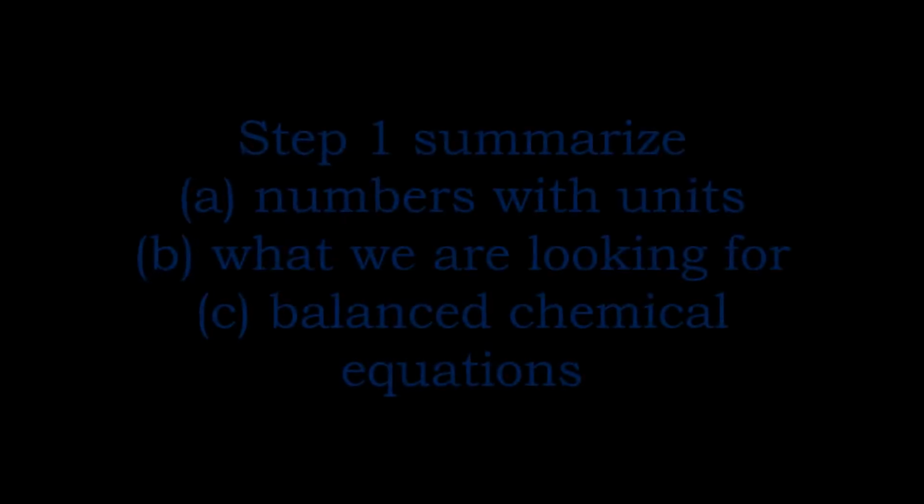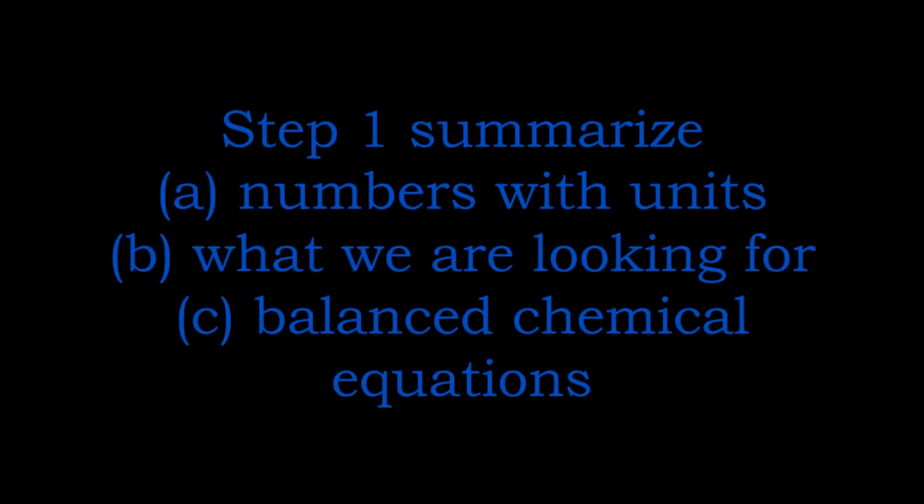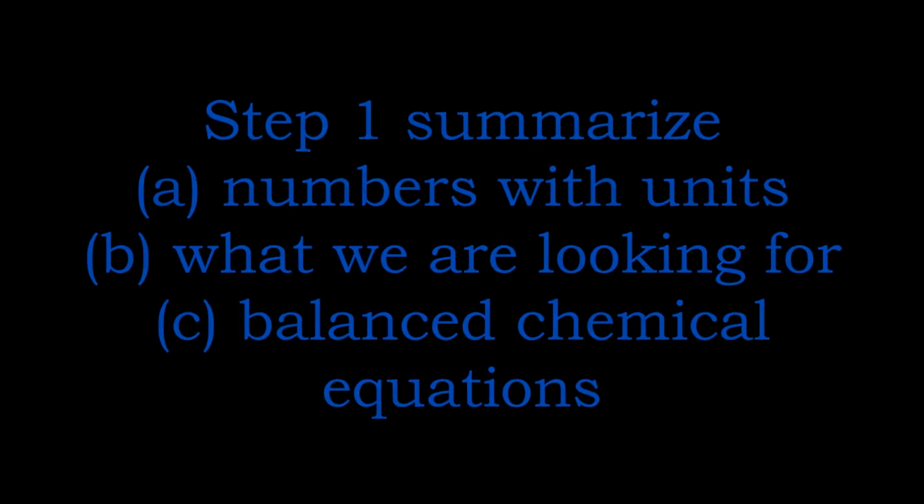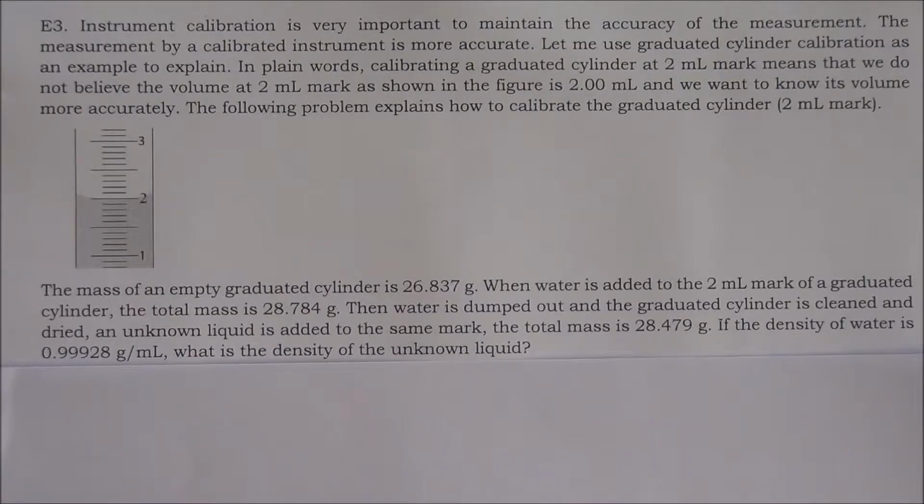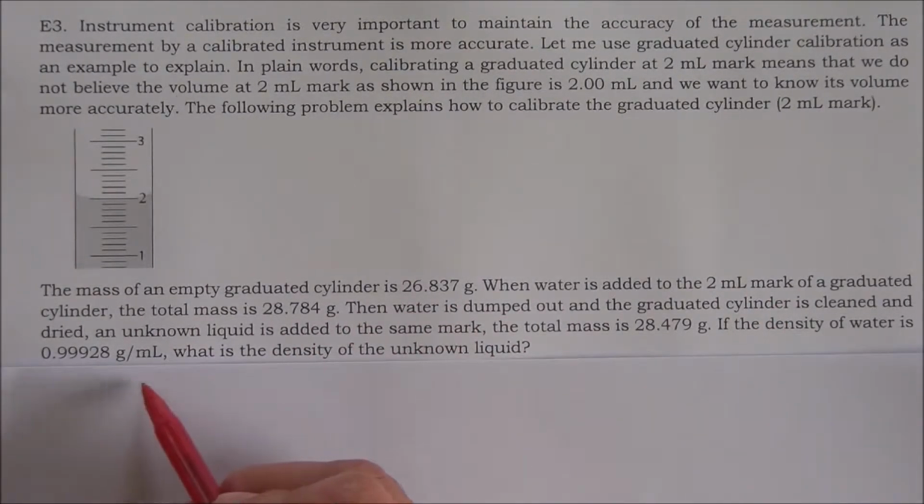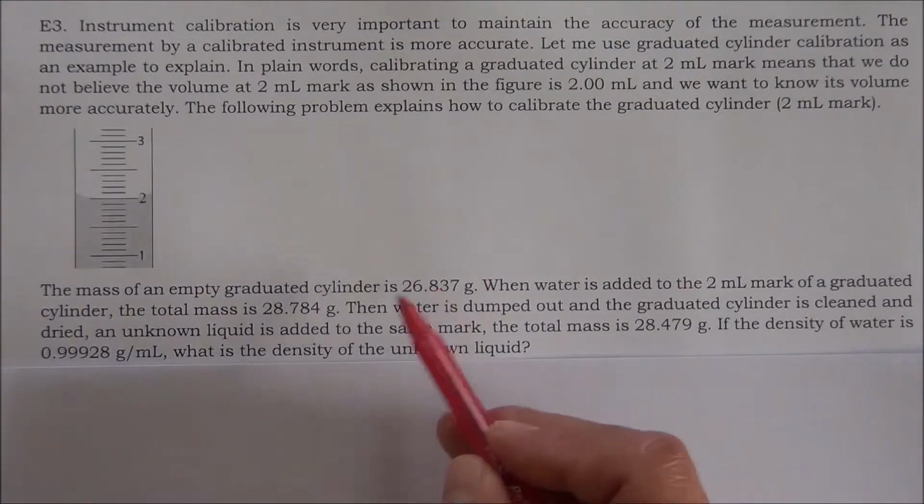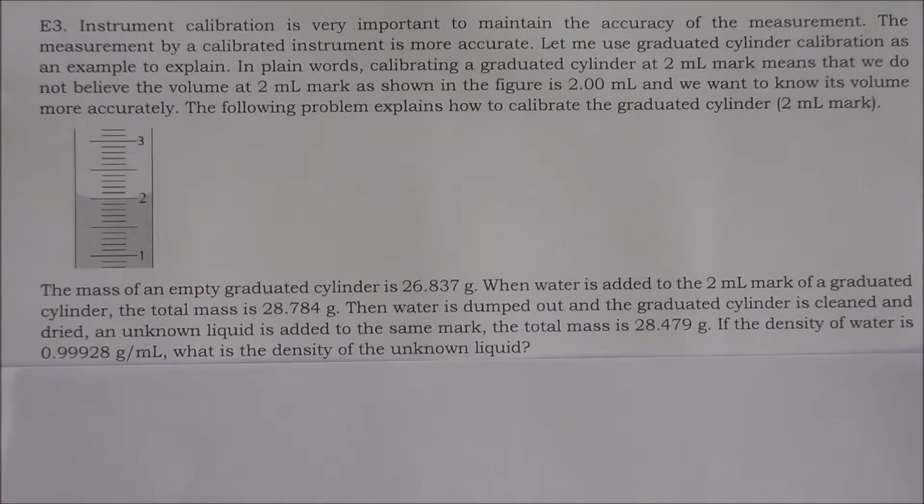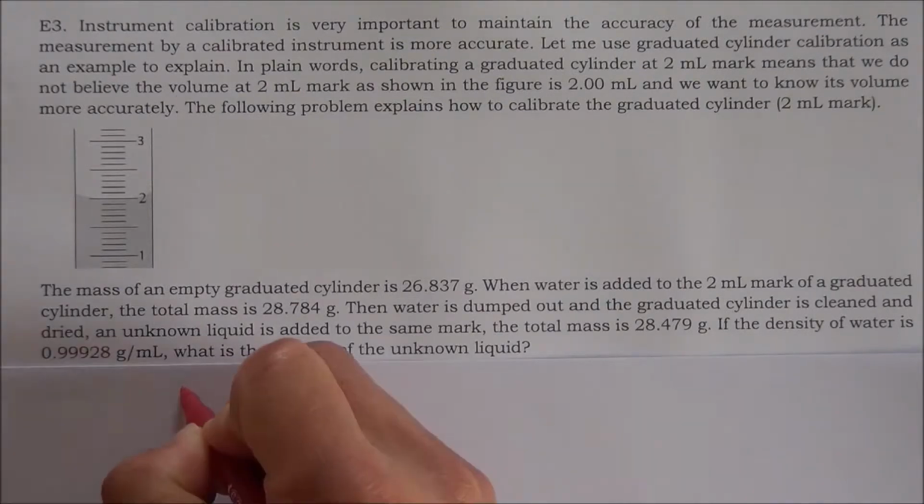When we are given a calculation problem, the first step is always to summarize the most important information. The most important information includes numbers with units, what we are looking for, and balanced chemical equations if there are chemical reactions in the problem. When we read this problem, we have three different methods. Therefore, drawing a simple illustration will help us to distinguish them.